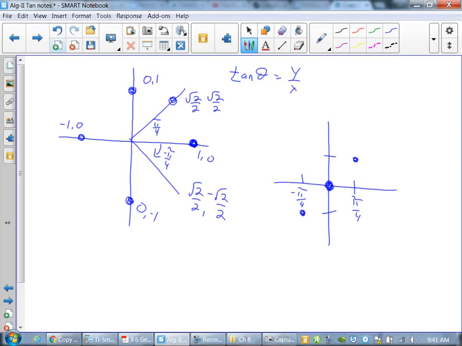Continue, going back up to here at pi over 2. Tangent is y over x, 1 divided by 0. Undefined. So at pi over 2, we have an asymptote. What happens at negative pi over 2? It's undefined as well.